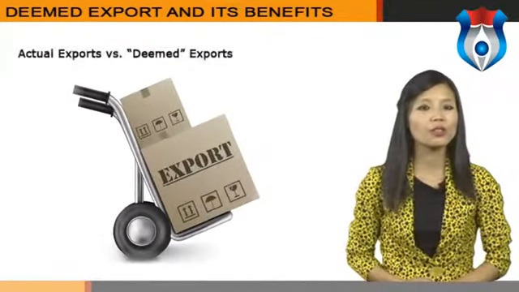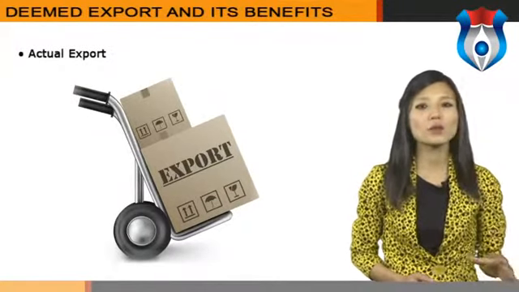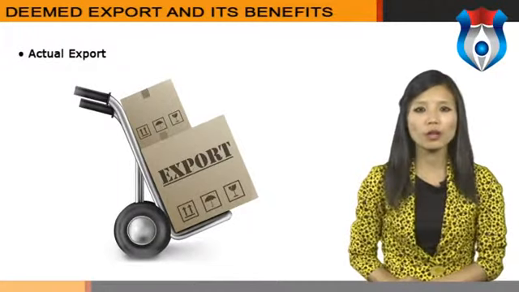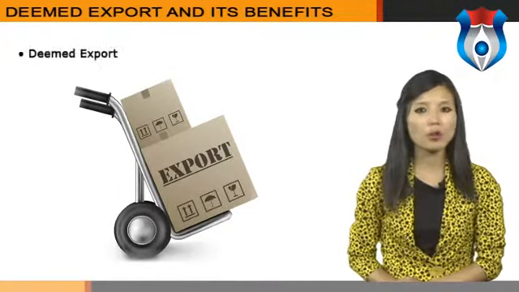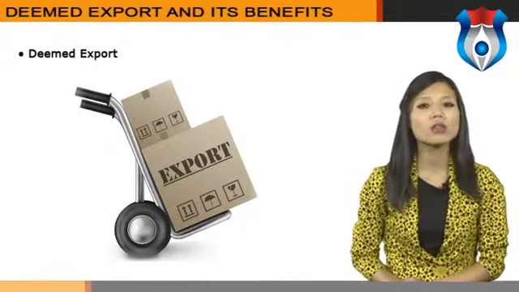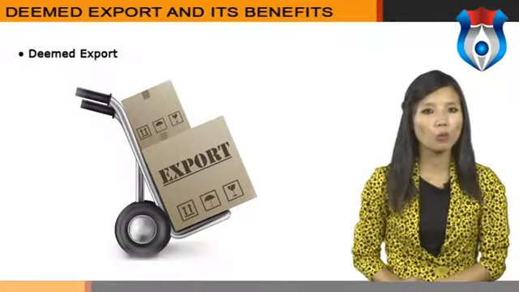Actual export versus deemed exports. Actual export: any shipment of physical items or the transmission of information abroad is an export that may be subject to the export control laws. Deemed export: the disclosure of controlled technical data to foreign nationals inside the United States is a deemed export to the foreign national's home country.